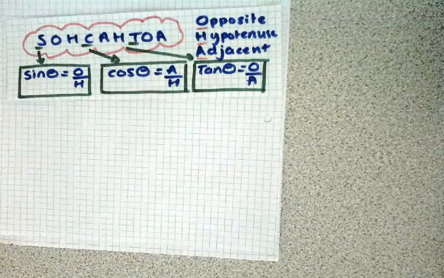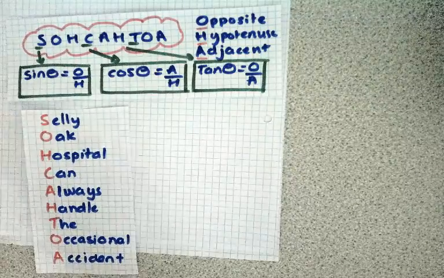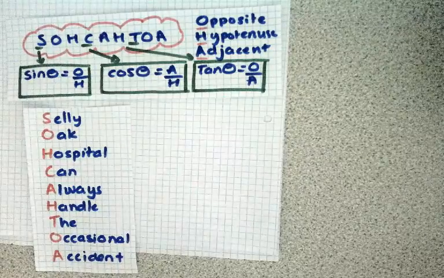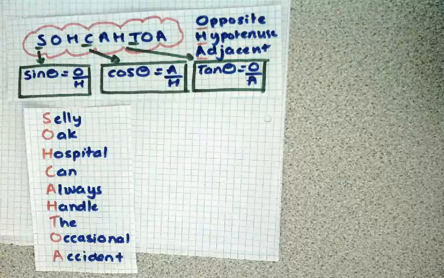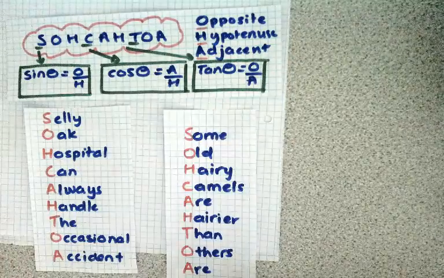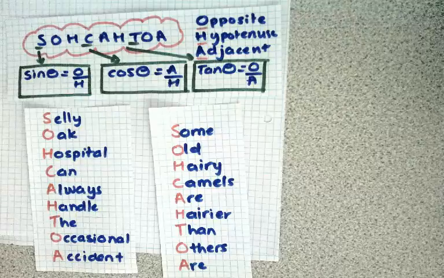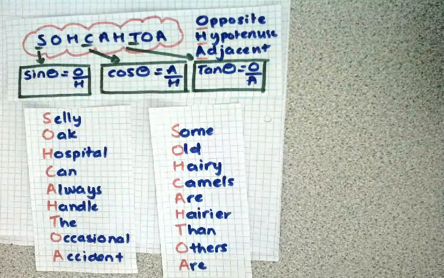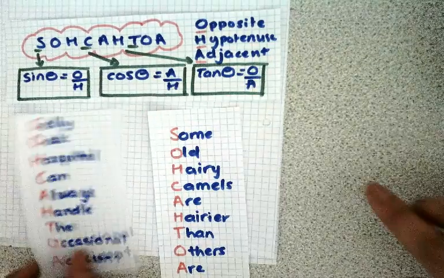Or one of the ways I learnt it at school was the old QE hospital used to be called Selly Oak back in the day, so I used to remember it at school. Selly Oak Hospital can always handle the occasional accident. And also, some old hairy camels are hairier than others are. So that's another way, and you can find lots of different ones on the internet, but you don't have to remember it like that, so whatever suits you.